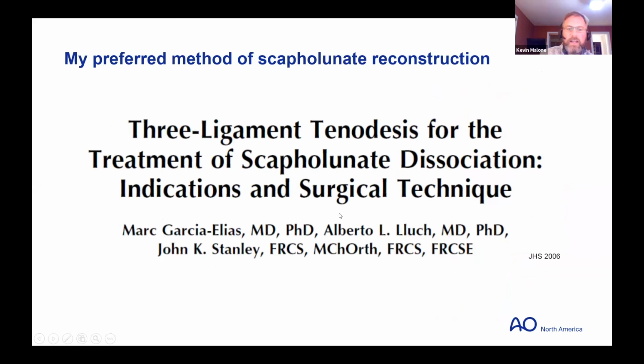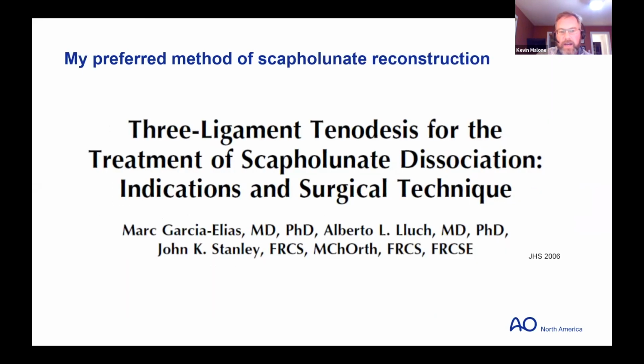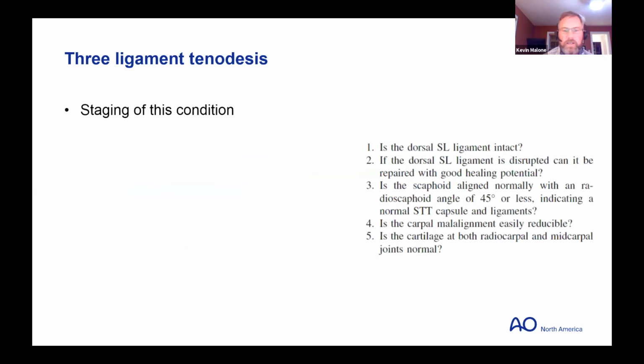So I do like this modification of the Bernelli procedure that Dr. Garcia Elias described here in 2006, his triligament tenodesis. And this is a really excellent article if you have not had the opportunity to read it, because it's a great review of the mechanics and the questions that you need to answer in order to find the appropriate treatment algorithm for these patients. And so he really wants these injuries to be staged, and he has these 5 questions.